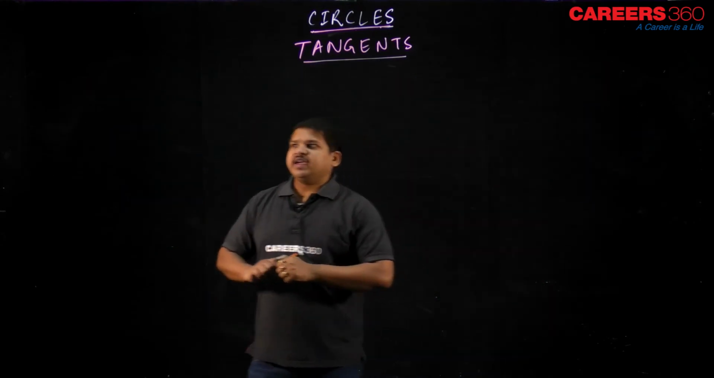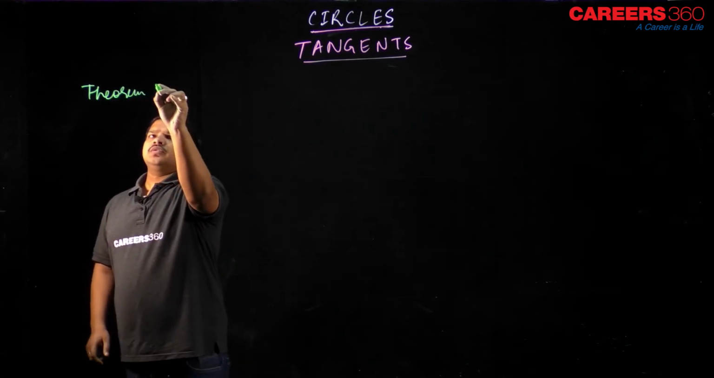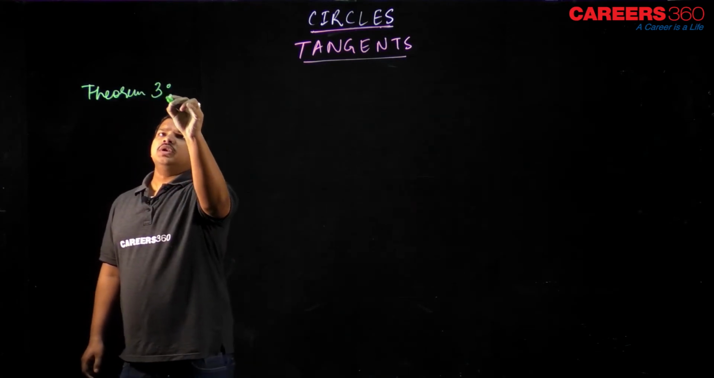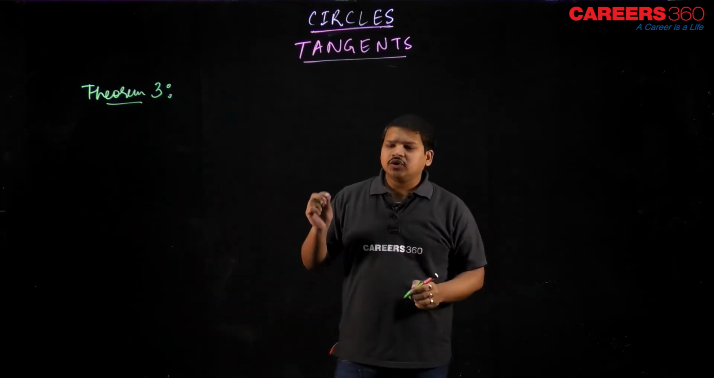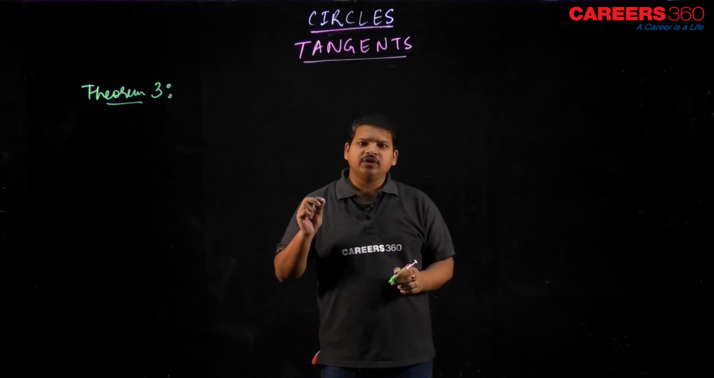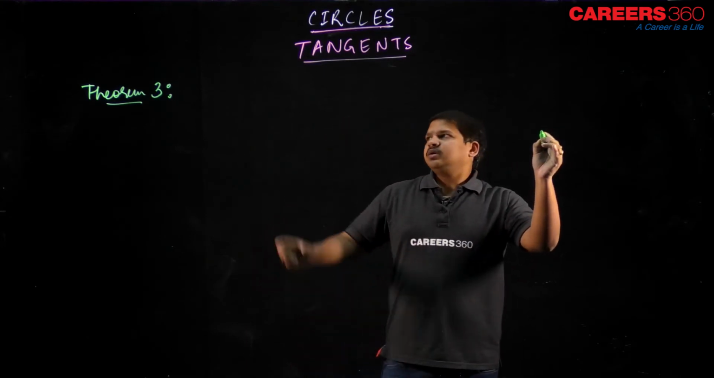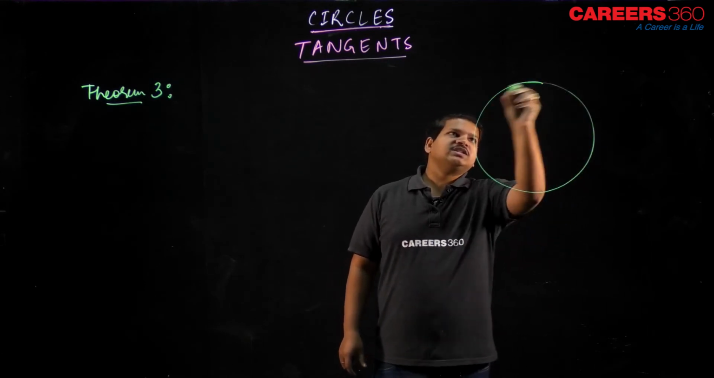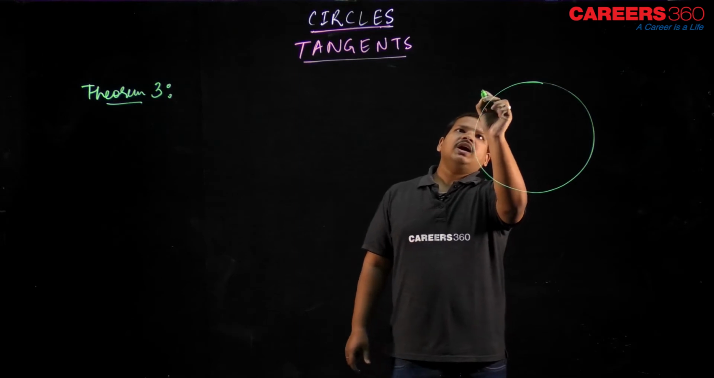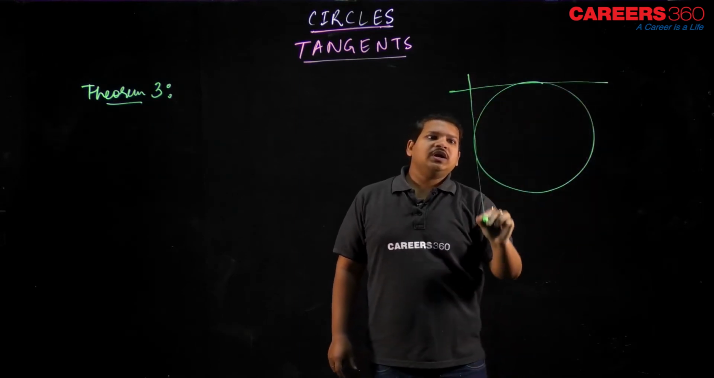So the next theorem I have is the corollary of the previous theorem only. So this will be theorem 3. In theorem 2 what I said is that if I draw two tangents from a point outside of a circle, then the length of those tangents are equal. Now in this theorem 3, what is being said is, let's say this is a circle and I draw a quadrilateral out of it.